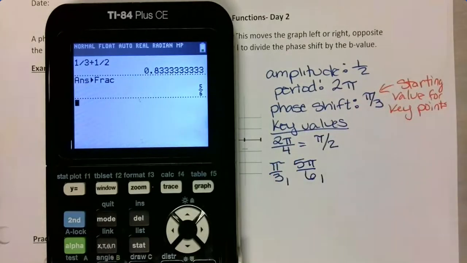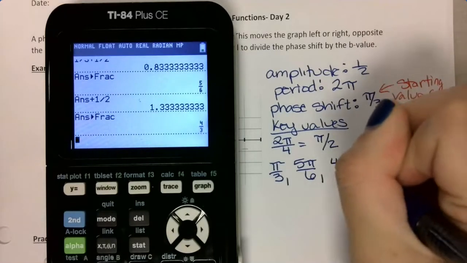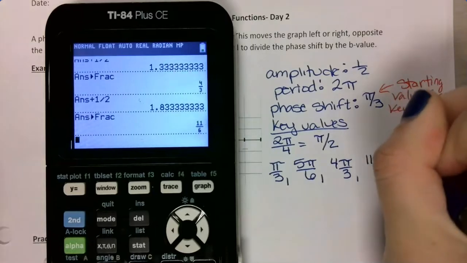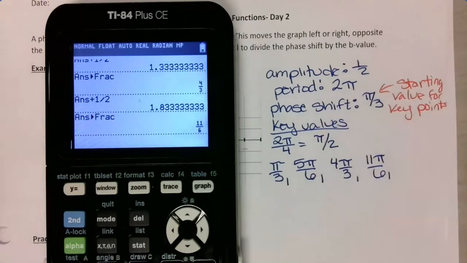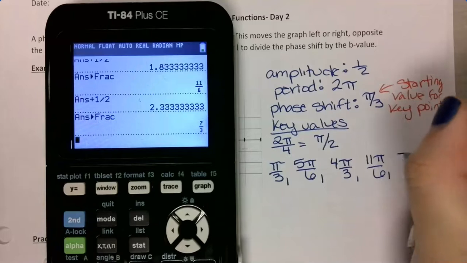Then I want to keep adding pi halves, so I'm going to add a half again. Turn it back into a fraction, which gets me 4 pi thirds. And then add a half again. Turn it back into a fraction. Gets me 11 pi 6. Add a half again. Turn it back into a fraction. I get 7 pi thirds.